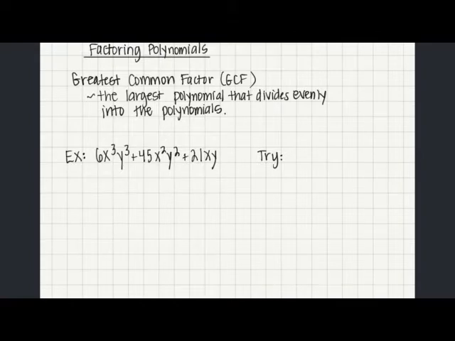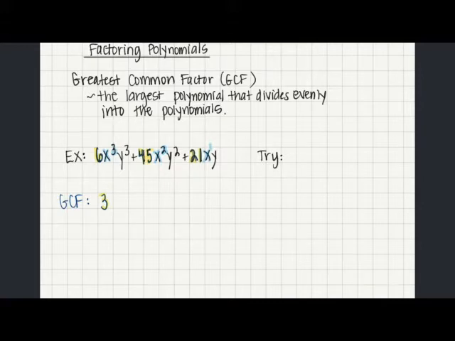So numerically, if we're looking at 6, 45, and 21, what's the greatest number that goes into each one of those numbers? Well, the biggest number that goes into all of them is 3. So our greatest common factor numerically is 3. Put that right there. Then we have x cubed, x squared, and x to the first.